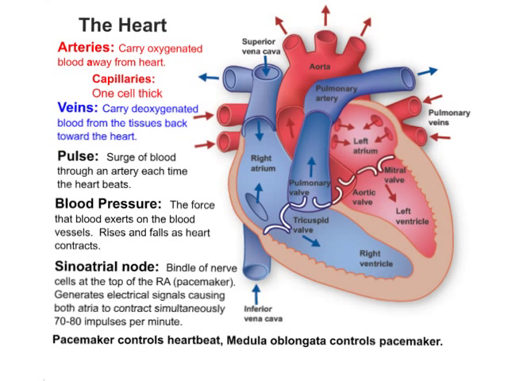Now let's take a look at the heart. First, before we do that, let's just clarify two terms. Arteries carry oxygenated blood away from the heart, and veins carry deoxygenated blood from all the tissues back toward the heart. So arteries go away, veins go toward. Capillaries are 1 cell thick, and remember we just talked about those. As the arteries narrow down, they narrow all the way into 1 cell thick capillary tubes.